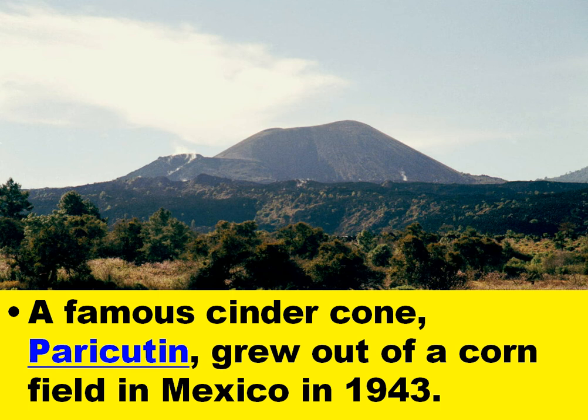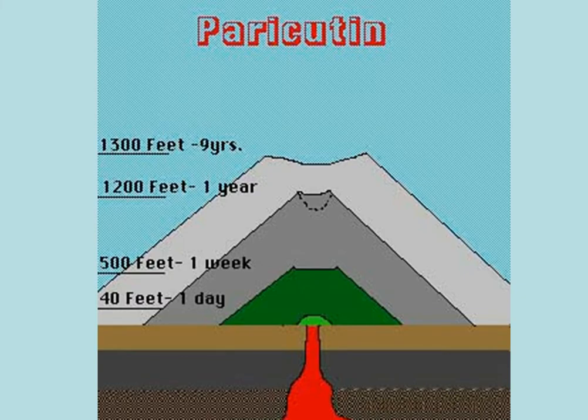And the story has it that a farmer was in his cornfield, and he noticed there was a crack in the earth, and out of that crack was coming some gas, and eventually it was not only gas, he also noticed some ash was coming out. And when the farmer came out to the field to check it out the next day, that ash had grown to about 40 to 50 feet high. And over the course of 9 years, Parícutin actually grew to about 1,300 feet high.